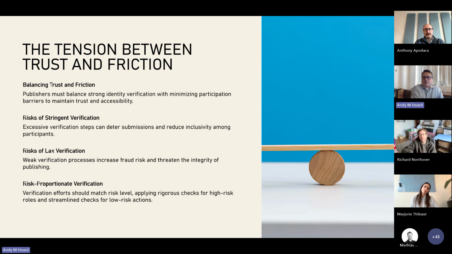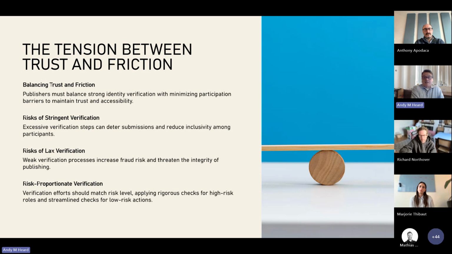So publishers face a fundamental tension. Achieving absolute trust requires strong identity checks, such as institutional authentication or document verification, while reducing friction demands minimizing the steps that could deter participation. Overly stringent measures risk discouraging submissions and harming inclusivity, whereas lax measures invite fraud and compromise integrity.